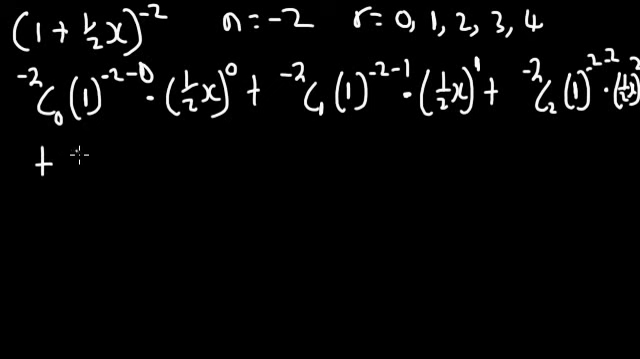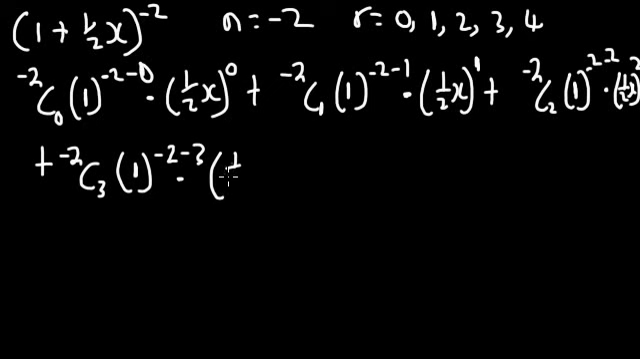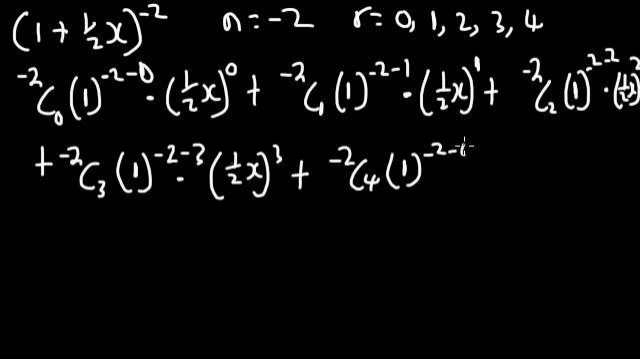So for the next term, when r is 3, we have minus 2 choose 3, 1 raised to the power negative 2 minus 3, then multiplied by (1/(2x)) to the power of 3. And finally, for the last term, we have minus 2 choose 4, multiplied by 1 raised to the power negative 2 minus 4, and finally multiplied by (1/(2x)) to the power of 4. So this is what we have to simplify. Let's begin our simplification.